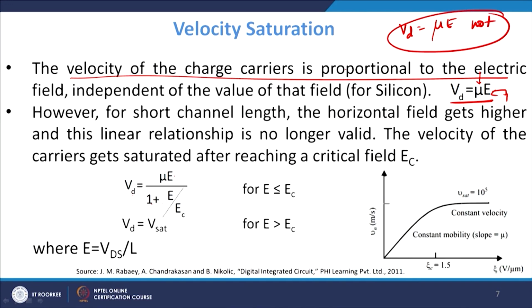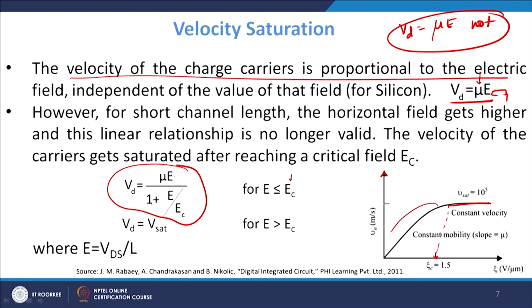Why? Because now the electric field is not only very strong in this direction, it is also very strong in this direction. So, under the influence of these two, you will have a new value of Vd, and that value is given by this formula which you see in front of you: mu into E upon 1 minus E, for E less than EC, where EC is the critical electric field. Critical electric field is defined as that electric field after which the mobility is constant, or after which the velocity is constant.